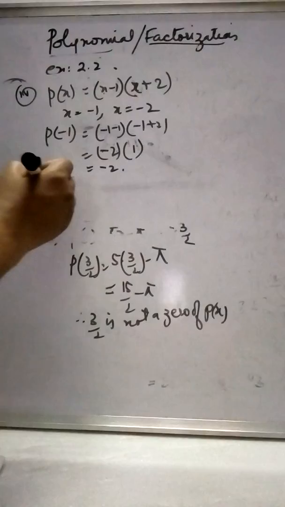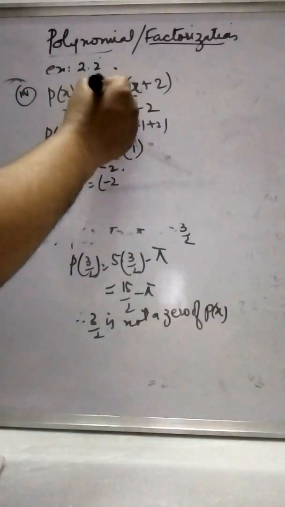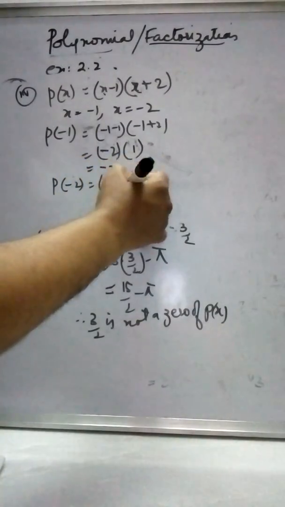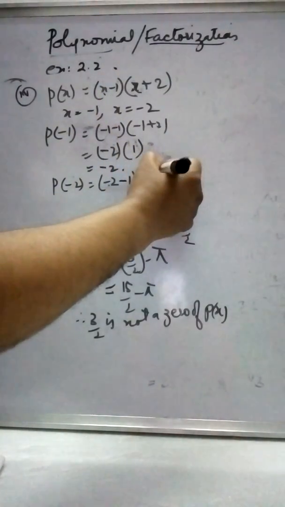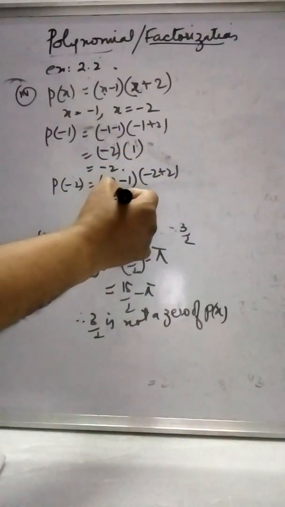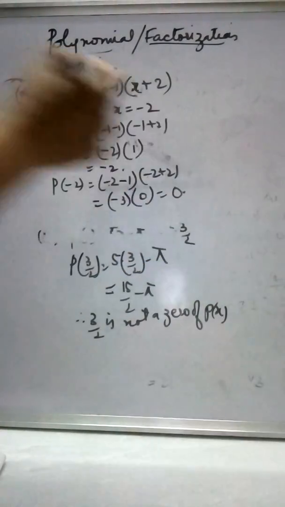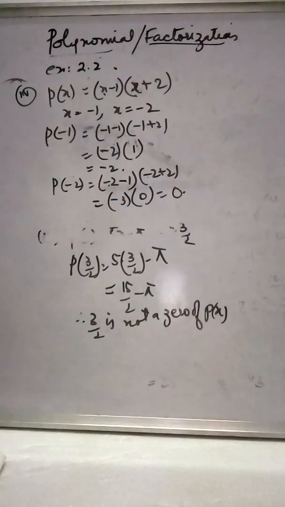We'll see what happens with minus 2. P(minus 2) = (minus 2 minus 1)(minus 2 plus 2). So the first factor is minus 3, but minus 2 plus 2 is 0, and 0 into any number is 0. So I can say that minus 2 is a zero of the polynomial, but minus 1 is not a zero of the polynomial. Now one more problem is given, we'll solve that also.